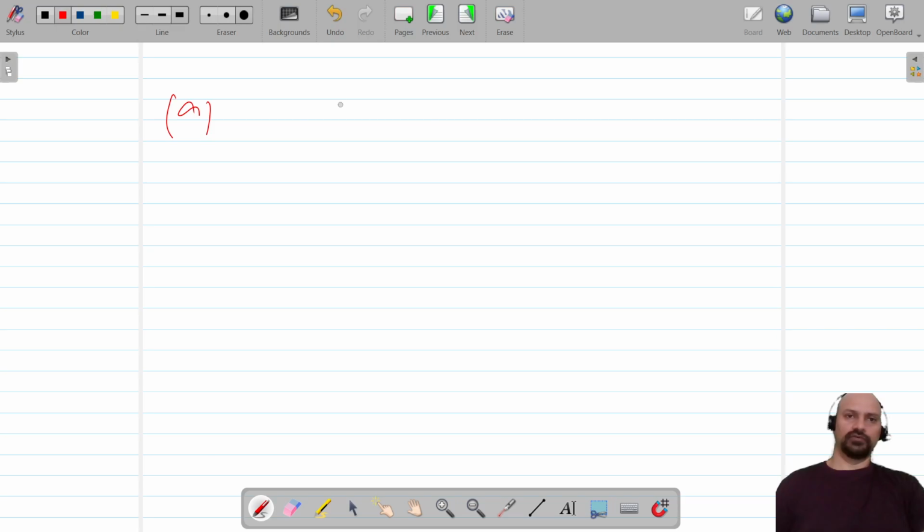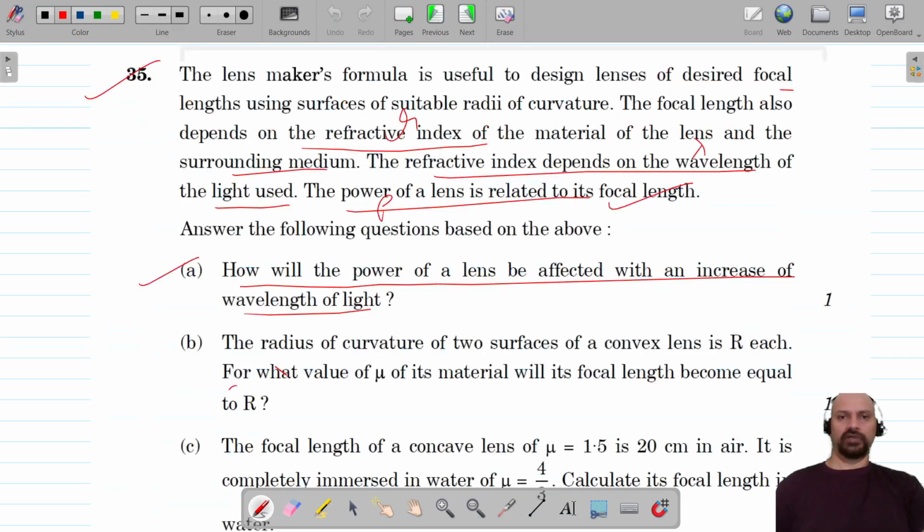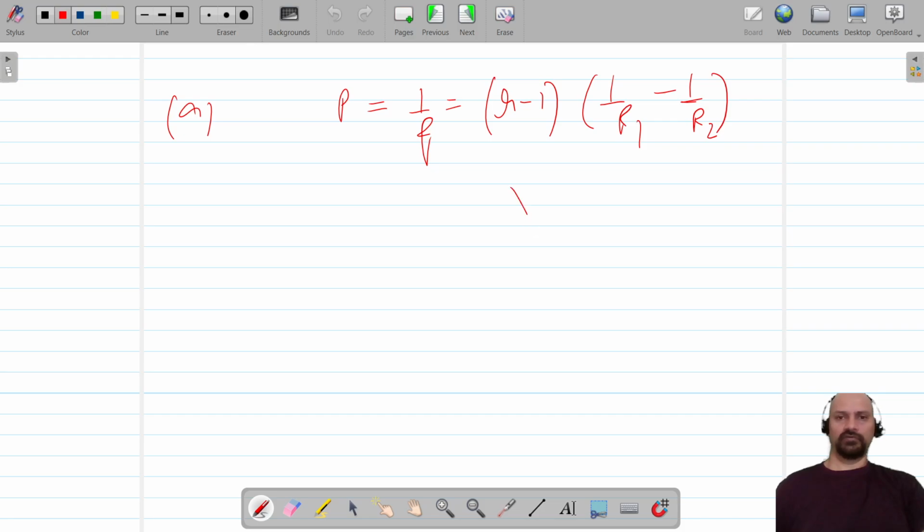So first, power P is given by the inverse of focal length, which is equal to (refractive index minus 1) upon (1/R1 minus 1/R2). Now it's given that how will the power be affected with an increase in wavelength. So if we increase the wavelength, how will the power be affected?